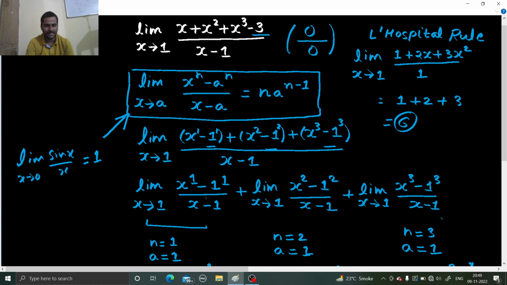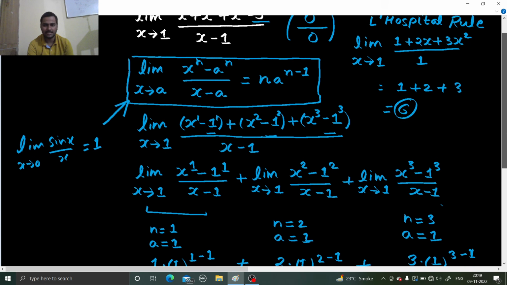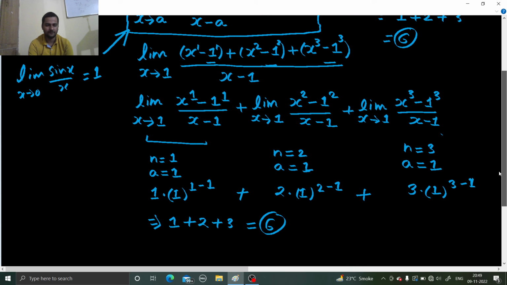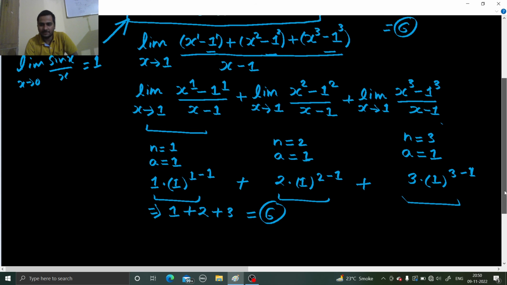What we did, we just broke this minus 3 into 3 parts, minus 1, minus 1 and minus 1. Then we separated, because plus sign is there, so we can easily separate into 3 limits. Each of these limits we use the formula n a power n minus 1. So this one gave us 1, this one gave us 2, this one gave us 3, and we finally got 6 as our final answer. So not a big deal to solve this type of problems.